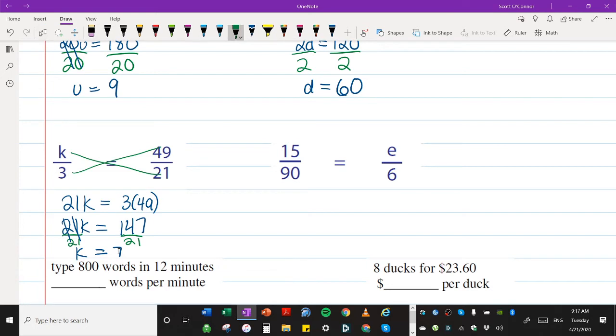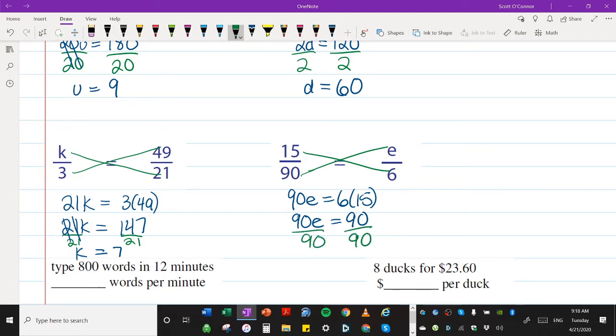Same process again over here. I draw my triangle, or my x, and I multiply 90 by e, and I multiply 6 by 15. I can then simplify what is on the right-hand side. 6 times 15 gives me 90. So 90e equals 90. I'm trying to get e all by itself, so I can divide both sides by 90. e is therefore going to be equal to 1.